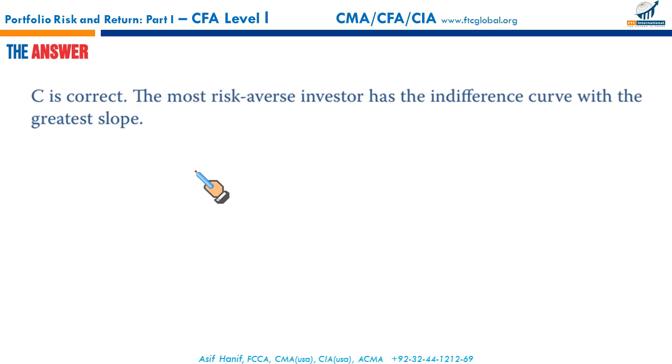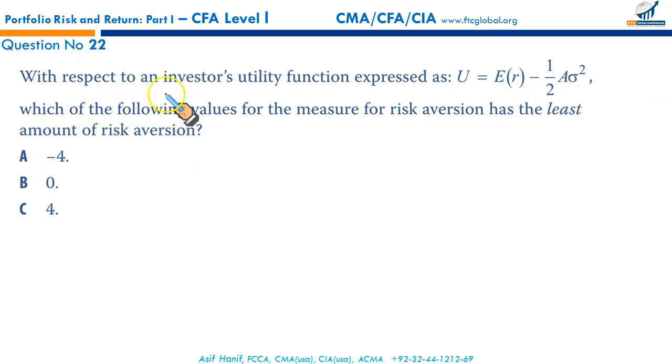Next, with respect to an investor's utility function expressed as U is equal to E(R) minus 1/2 risk aversion times variance, which of the following values for the measure of risk aversion has the least amount of risk aversion? Remember, a negative value in the given utility function would indicate that the investor is risk seeking, right? And a positive would mean that the investor is risk averse, and a zero would mean that the investor is risk neutral.